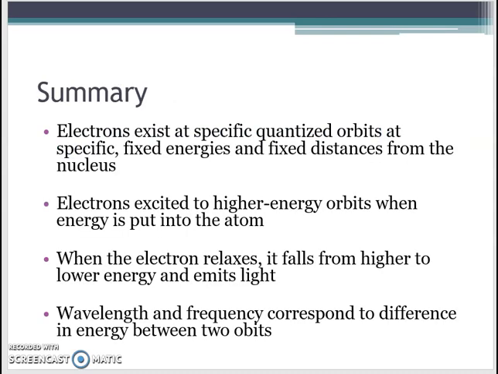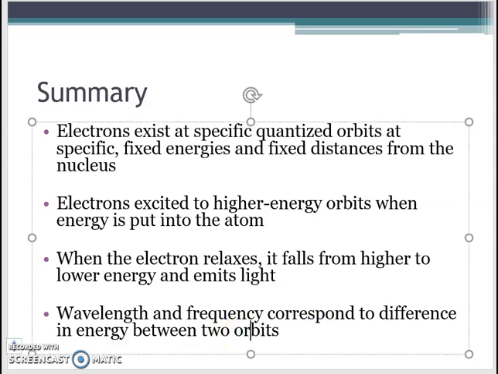So in summary, electrons are going to exist at specific quantized orbits with fixed energies and fixed distances from the nucleus. Electrons will be excited from the ground state to the excited state based on the energy that's put into the atom. Whenever the electron relaxes or returns back to its ground state, it will emit energy in the form of light. And whenever we look at wavelength and frequency, that will correspond to the difference in energy between two orbits. And so with the light that is released, we can look at the correspondence between wavelength and frequency.